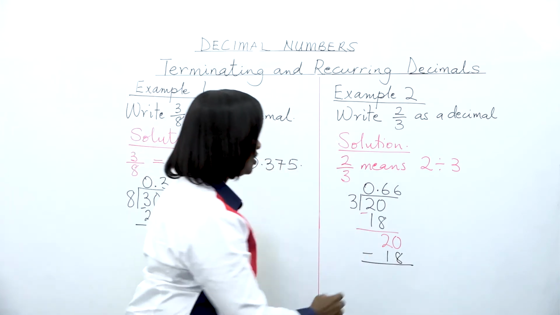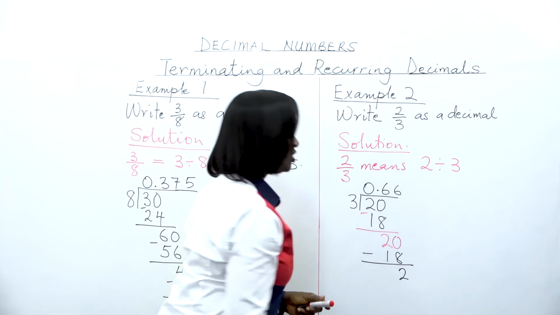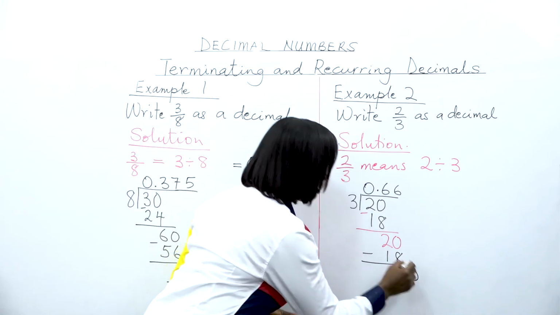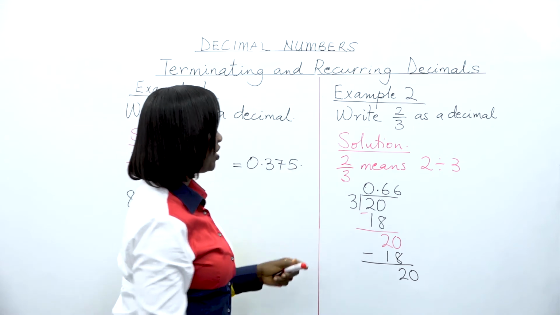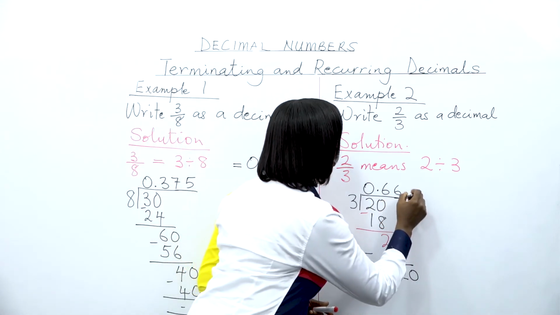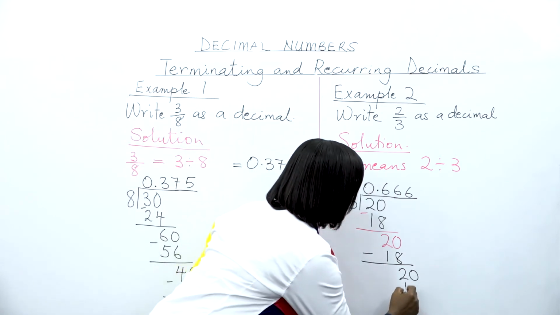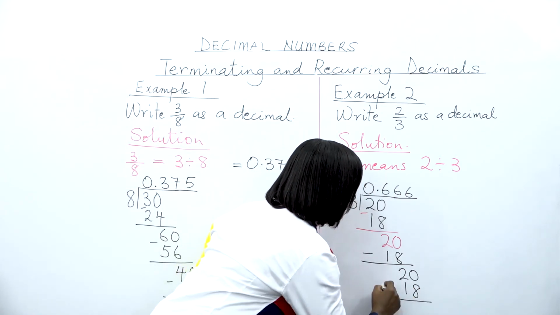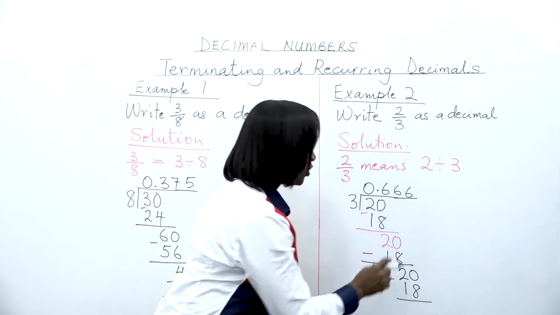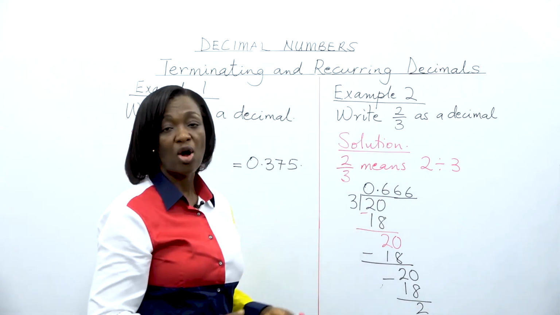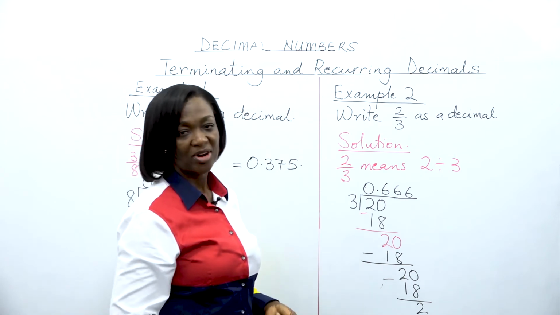20 minus 18 is 2. We attach a 0 again. 3 into 20 is 6. 6 times 3 is 18. 20 minus 18 is 2. It just goes on and on and on.